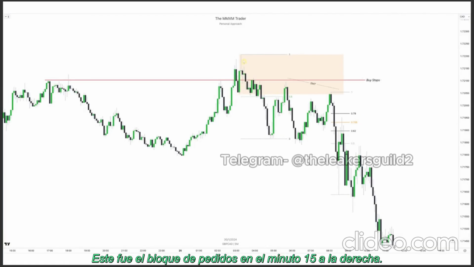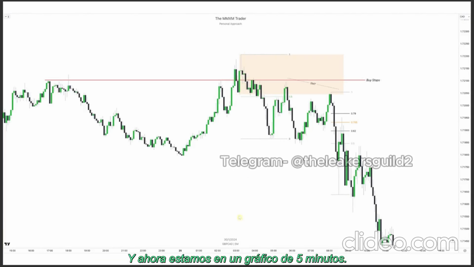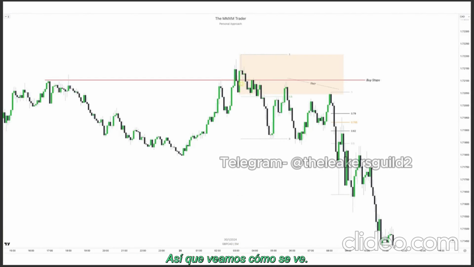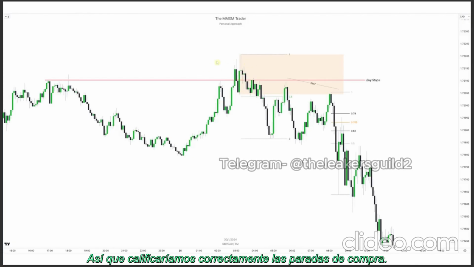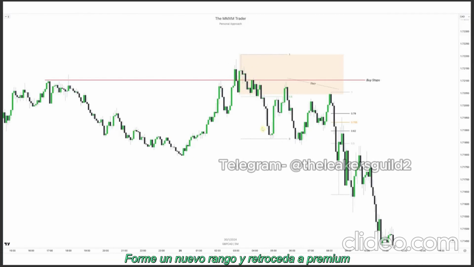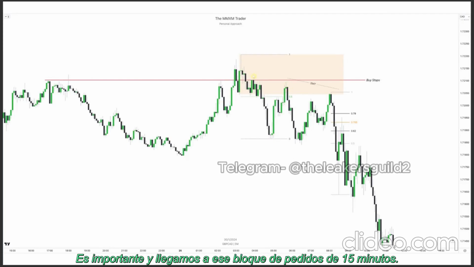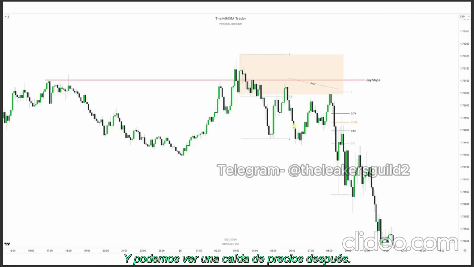This was the order block on the 15-minute, right? And now we're on a 5-minute chart. So let's see what it looks like. So we raid the buy stops, right? Form a new range, and retracement back into premium is important, and we hit that 15-minute order block, and we can see price decline afterwards.